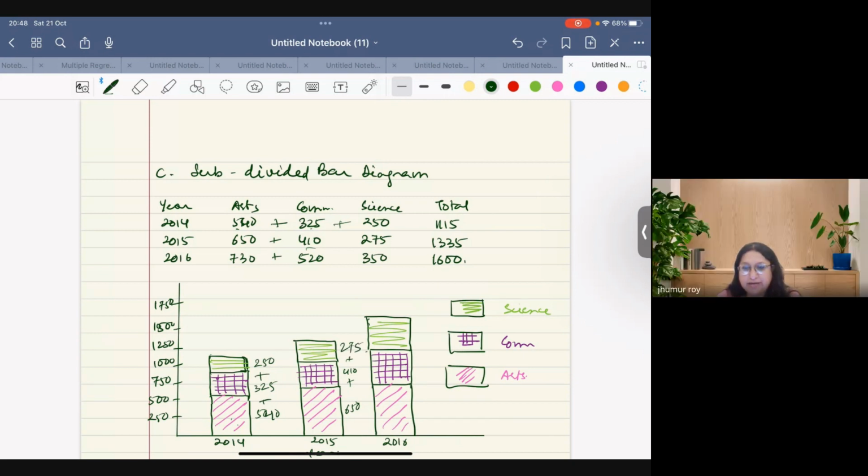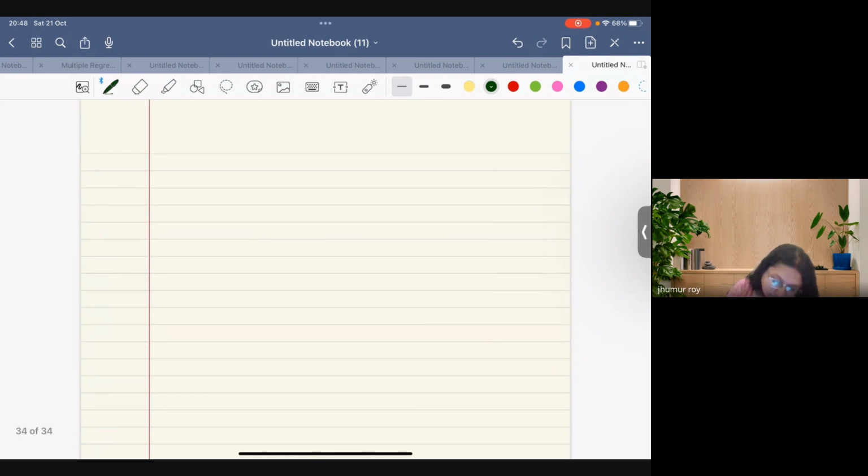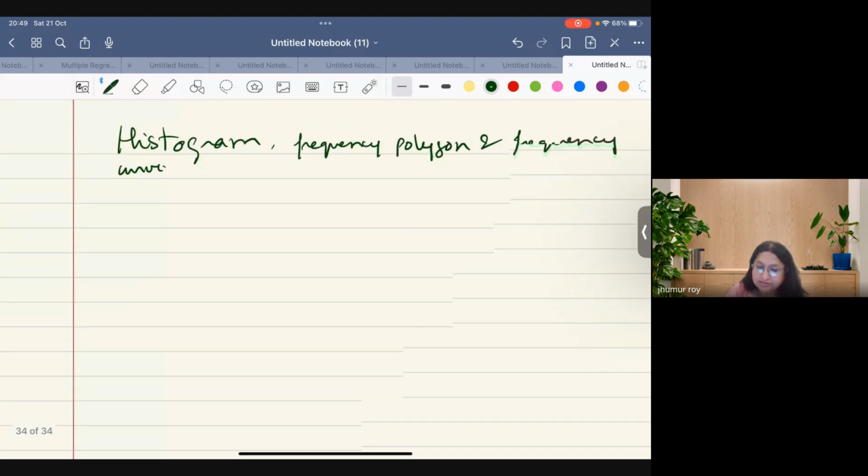Creating the bar diagrams. Okay, now I'll quickly go on to the last type, because if I don't finish this today, I'll run late with what I need to do in the next one. So I'm just going to do a very simple thing which is called your histogram. Okay, so we have histogram, and this is very important, that's why I'm doing that. Histogram, we call it histogram. Then we'll have frequency polygon and frequency curve. Okay, these are the three things which will come under this.